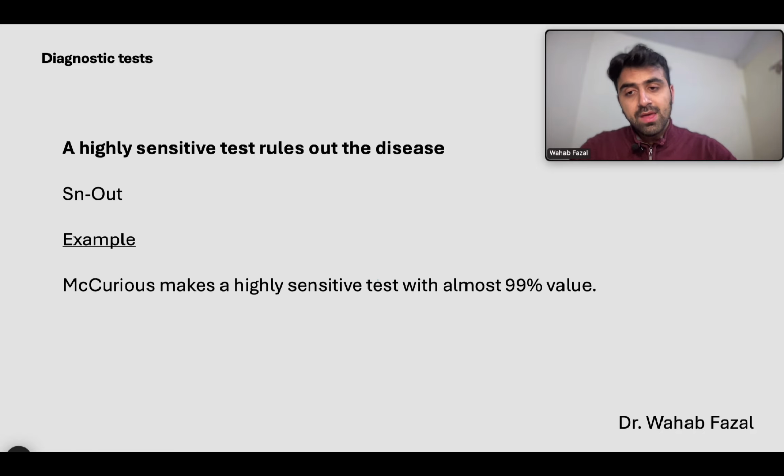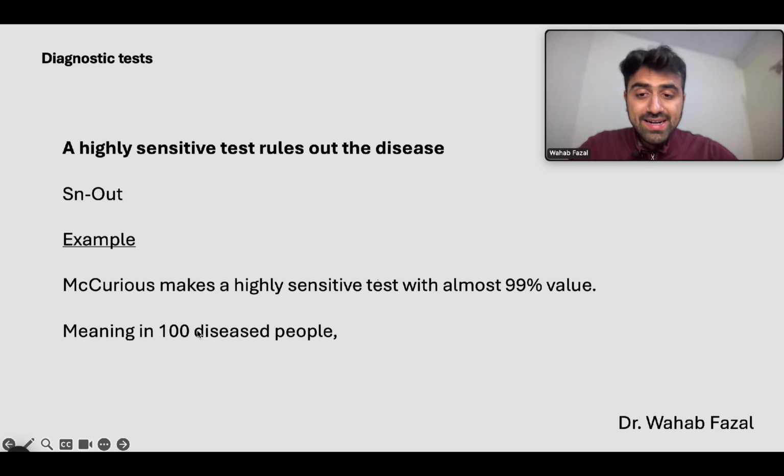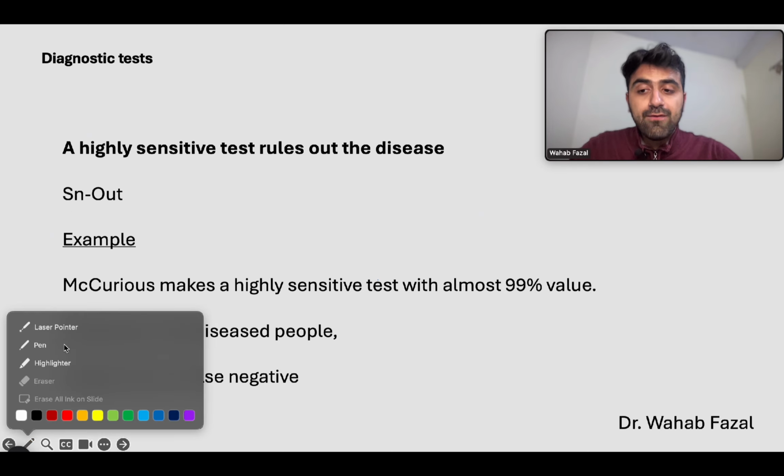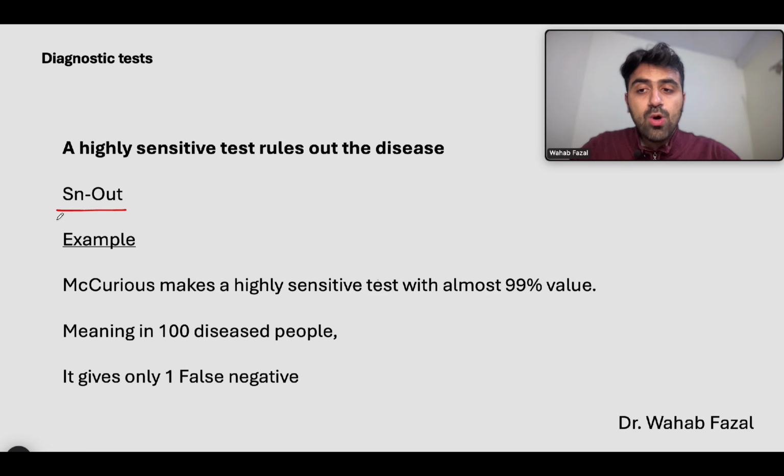Let's take an example. Mercurius makes a highly sensitive test with almost 99% sensitivity. Meaning in 100 diseased people, it gives only one false negative. All of the other ones are true positives. Therefore, a highly sensitive test, when it comes up negative, is great at ruling out the disease. Just remember SNOUT, and SNOUT will tell you that a highly sensitive test, when it comes up negative, essentially rules out the disease, because it has very, very few false negatives.